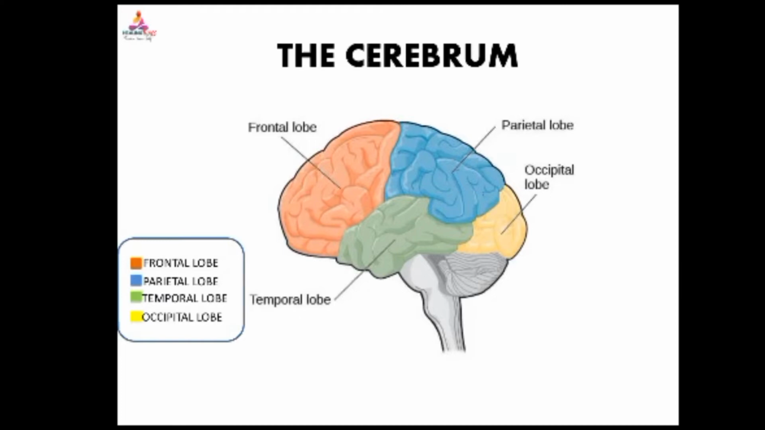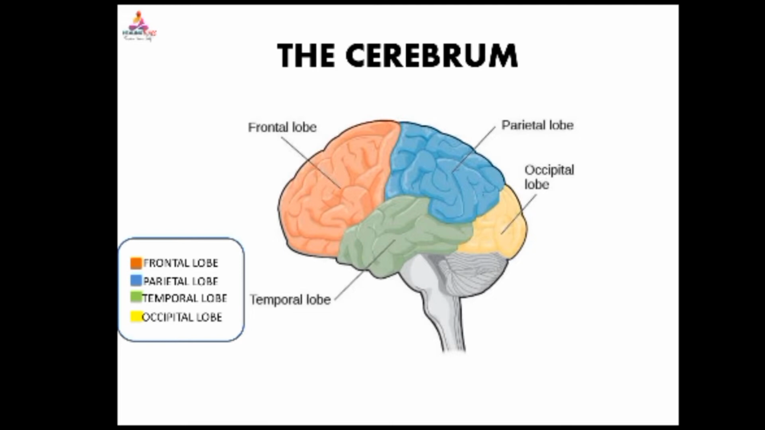The second part is the parietal lobe. This lobe is posterior to the central sulcus and above the lateral sulcus. The parietal lobe is the major center for reception and evaluation of all sensory information except for smell, hearing, and vision.